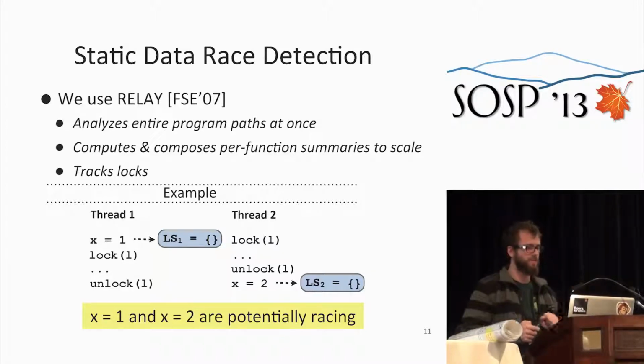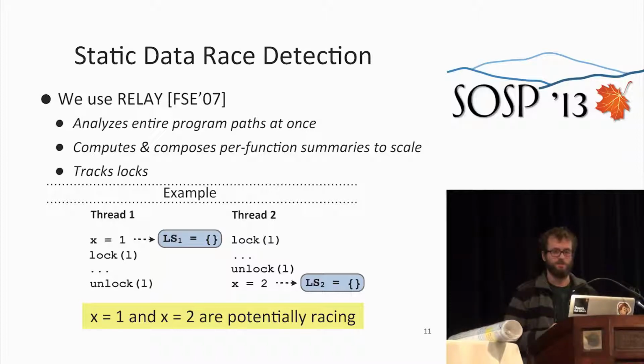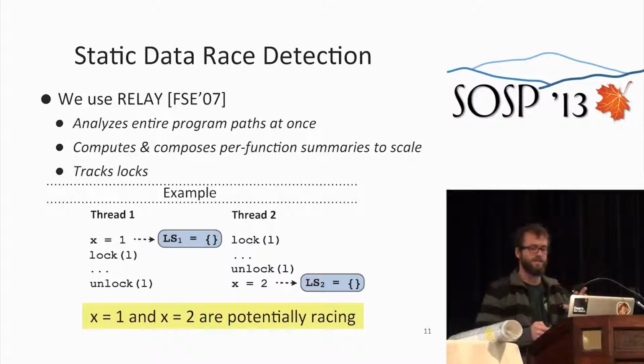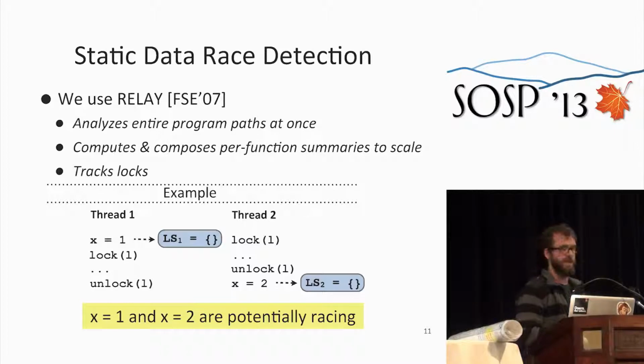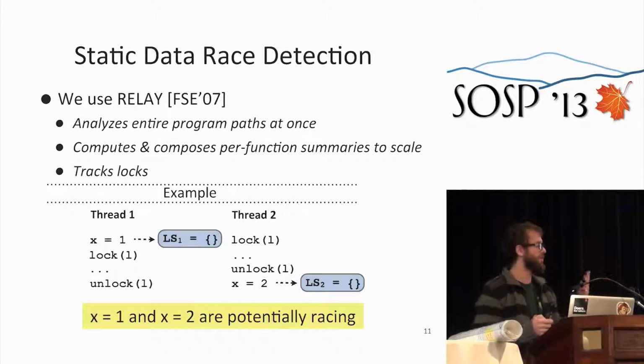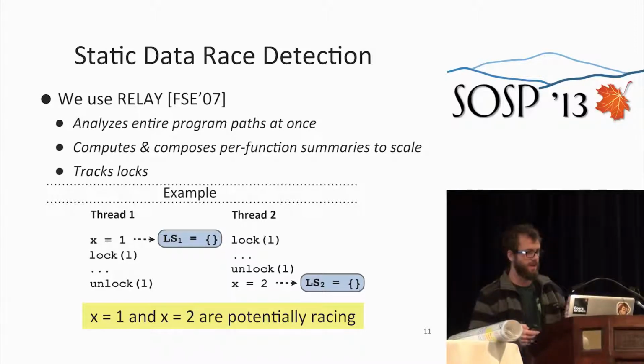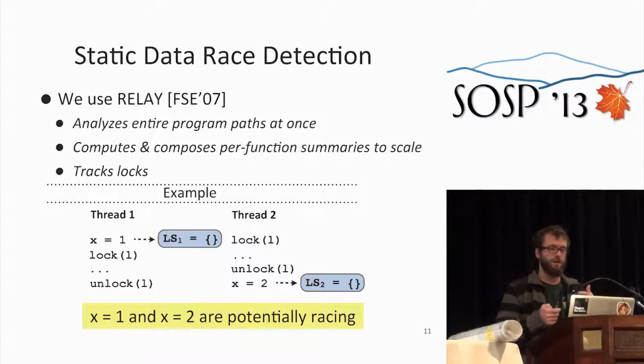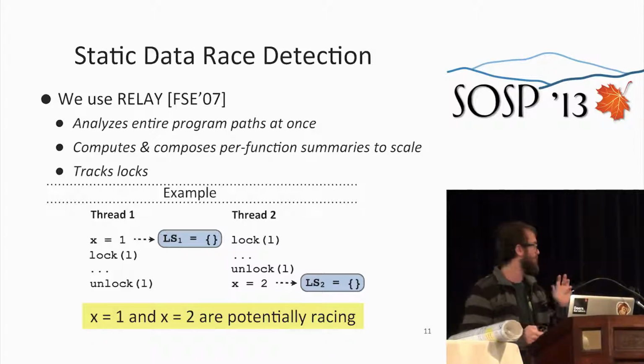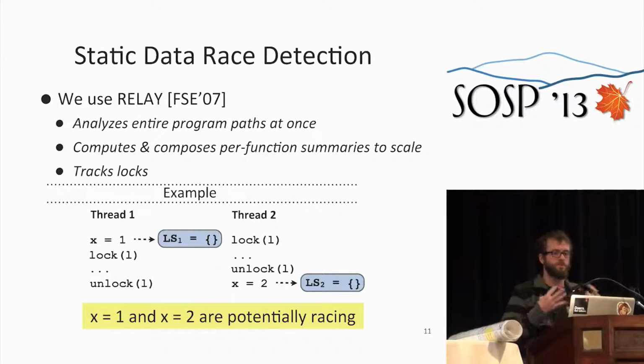Here's an example that I will use to describe the later stages of RaceMob as well. This program has 2 threads and 2 different writes to a shared variable x. There are also portions of the program that are protected by a lock, but the accesses to x don't fall within these portions. Therefore, in both cases, the set of locks when the accesses are made is empty. We entirely reuse this phase from existing work, so I'm not going to spend too much time here, but the bottom line is static data race detection marks the 2 accesses to x as potentially racing because the lock sets when the accesses were made were empty.